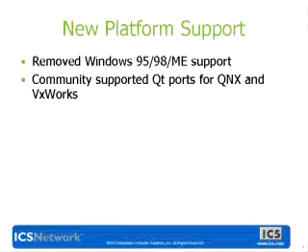Qt 4.6 has finally dropped support for Windows 95, Windows 98, and Windows ME. This decision meant that a lot of code in Qt that worked around the lack of Unicode support on these platforms could now be removed. There are also now community-supported ports of Qt to the QNX and VxWorks real-time embedded operating systems.